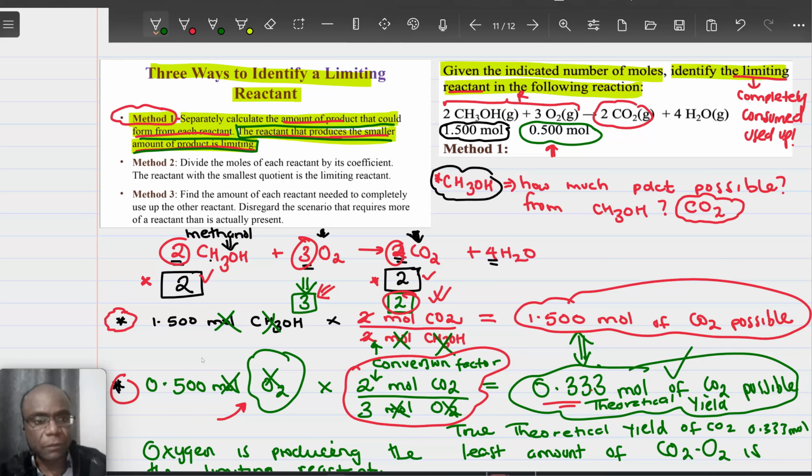So you see, which is why I prefer using method 1, because it's going to tell me the limiting reagent, the oxygen, and it's going to tell me the true theoretical yield of the product. I can find the theoretical yield of CO2 using oxygen now, and then I can find the theoretical yield of water using the same oxygen. Oxygen is the limiting reactant, which is why I prefer method 1.